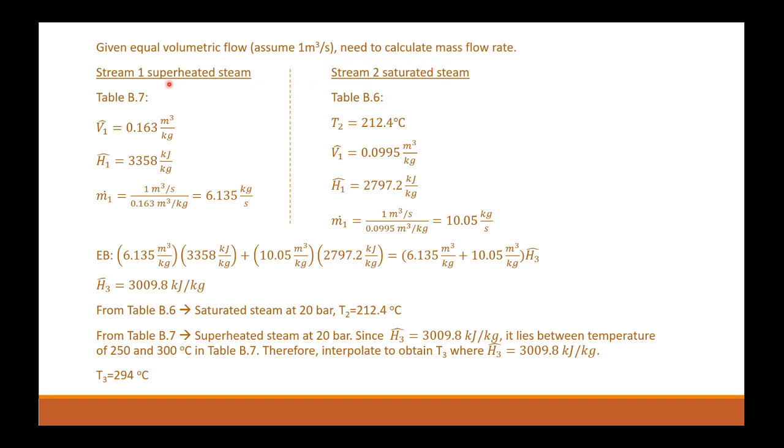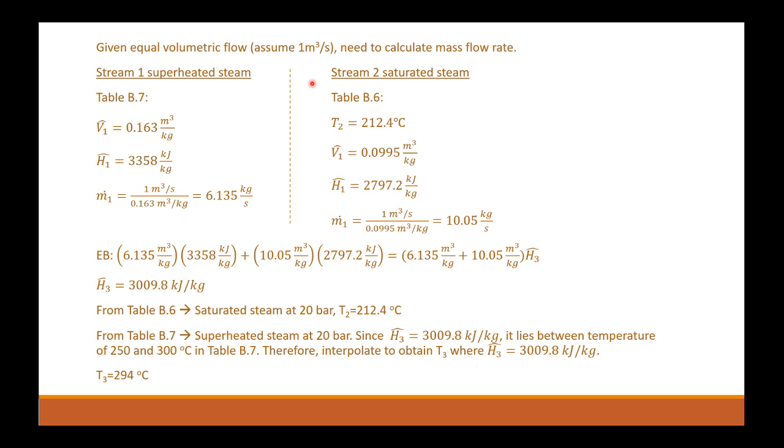Now given equal volumetric flow rate, okay, assume 1 meter cube per second, we need to calculate the mass flow rate. So for the first stream of our superheated steam, now from table B.7 we identify that V1 is equal to 0.163, H1 is equal to 3358, and M1, okay, we take the volumetric flow, divide by its specific volume, and that gives us 6.135 kg per second.